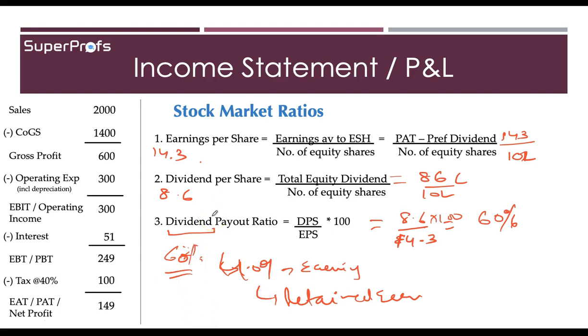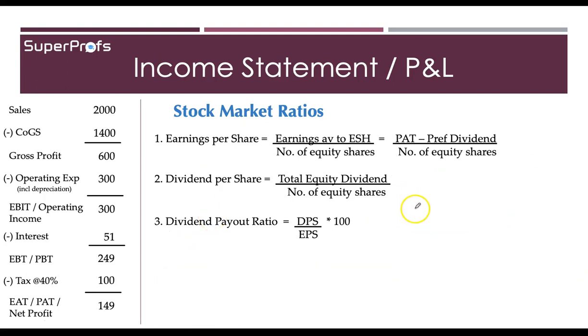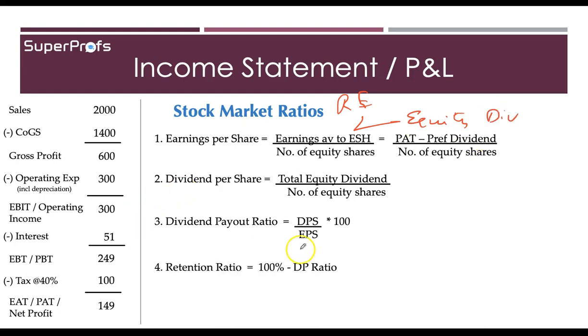Because from the total earnings available to the equity shareholders, you either keep some in the retained earnings or you give them in the form of equity dividend. Therefore, if you have to calculate the retention ratio, in that case it will be 100 minus the dividend payout ratio. So therefore 100 minus 60, which is equal to 40%.